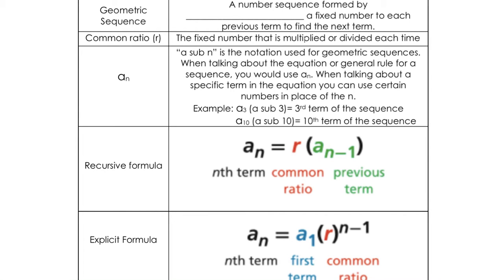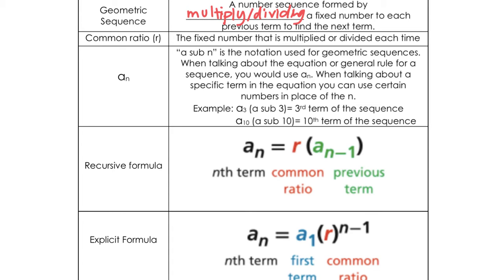6-4 notes. In this section, we'll be talking about geometric sequences. The first definition says geometric sequences, a number sequence formed by multiplying or dividing a fixed number to each previous term to find the next term. So this is a pattern of numbers that is either multiplying or dividing to get to the next number.